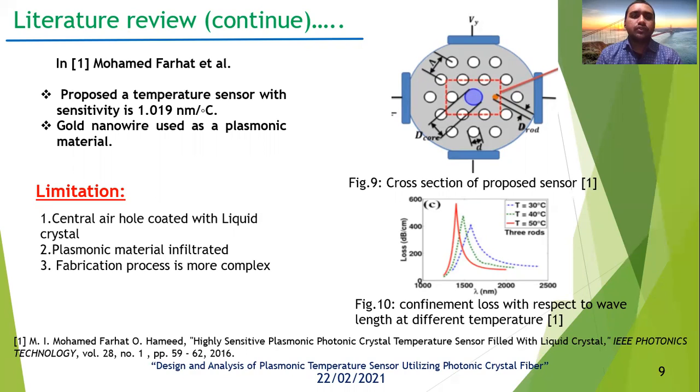Proposed a temperature sensor with sensitivity of 1.019 nanometer per degree Celsius. Gold nanowire is used as a plasmonic material. Figure 9 is the cross-sectional view of the author's proposed sensor.